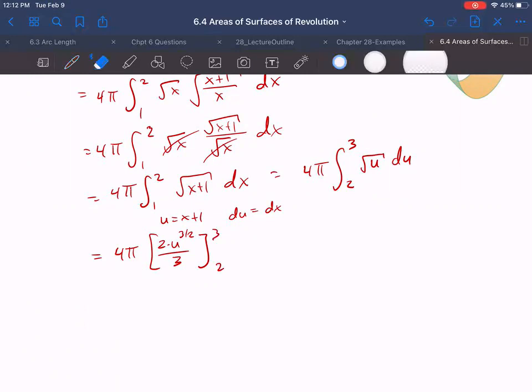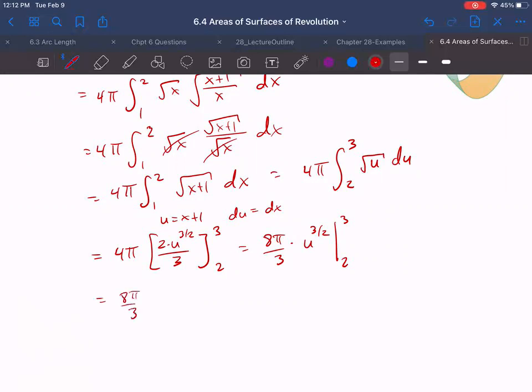Then we can bring that 2/3 out front. This becomes 8 pi over 3. And then we just have u to the 3/2 evaluated from 2 to 3. And then this becomes 8 pi over 3 times 3 to the 3/2 minus 2 to the 3/2.